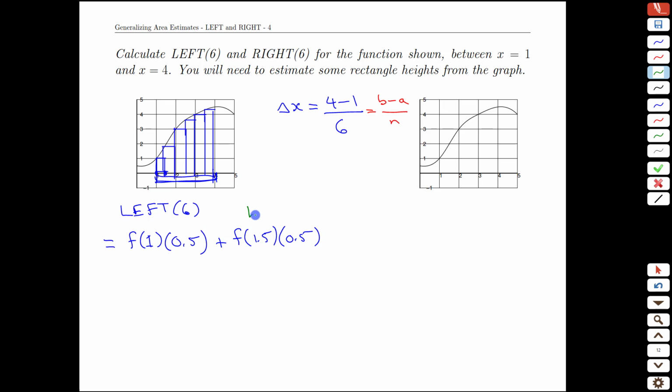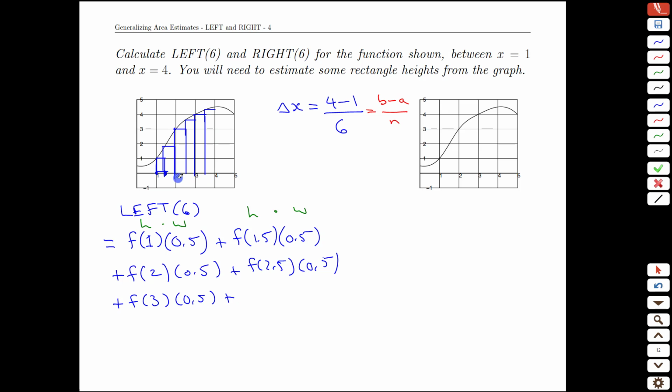So again, this is all height times width. Height times width, it's just rectangles. Don't overthink it. And once you start doing this, you start to see patterns very quickly. The last point here would be f of 3. And, sorry, second last. The final last point would be, let me clarify the numbers. The height from the x-coordinate 3.5 up to the graph, that's f of 3.5 times 0.5.